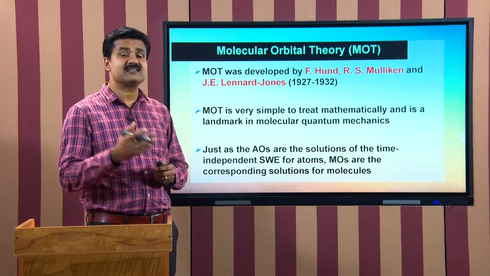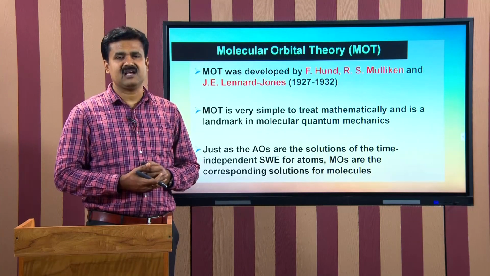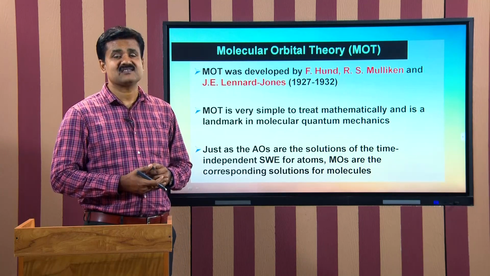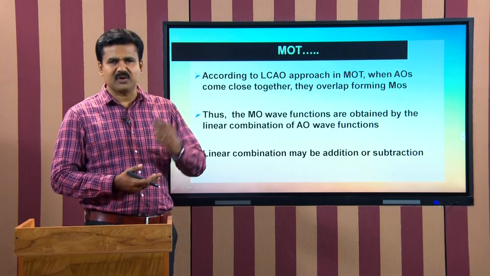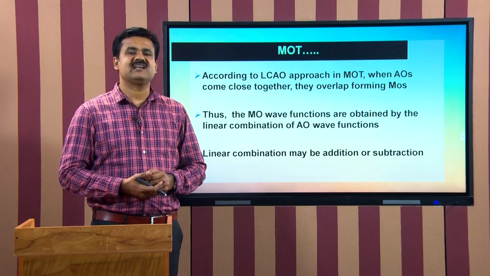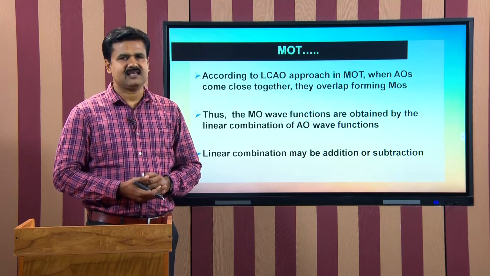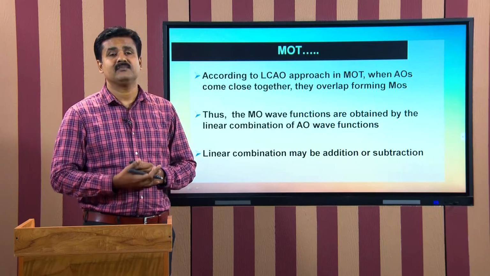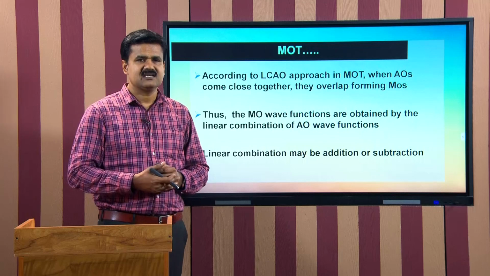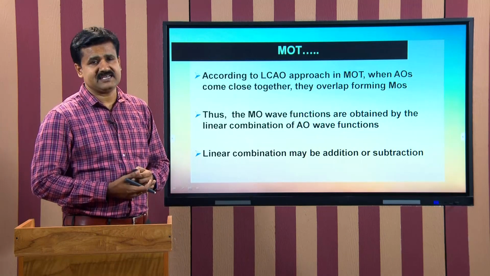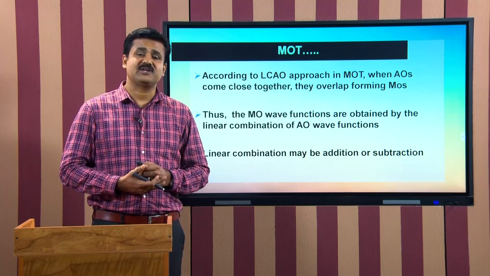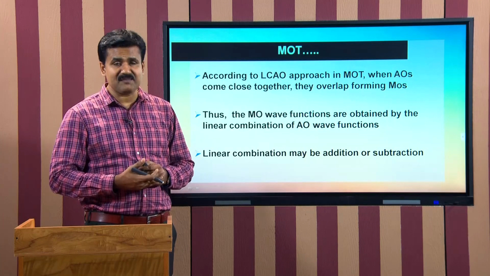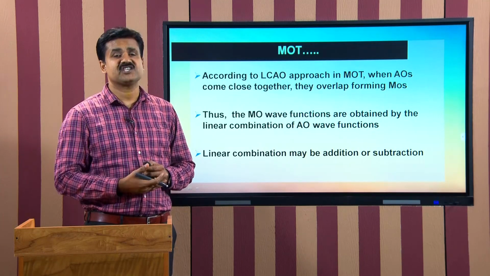Just as atomic orbitals are the solutions of the time-independent Schrodinger wave equation for atoms, the molecular orbitals are corresponding solutions for molecules. According to the linear combination of atomic orbitals approach in molecular orbital theory, when atomic orbitals come close together, they overlap to form molecular orbitals. Thus, the molecular orbital wave functions are obtained by the linear combination of atomic orbital wave functions. The linear combination may be an addition combination or a subtraction combination.